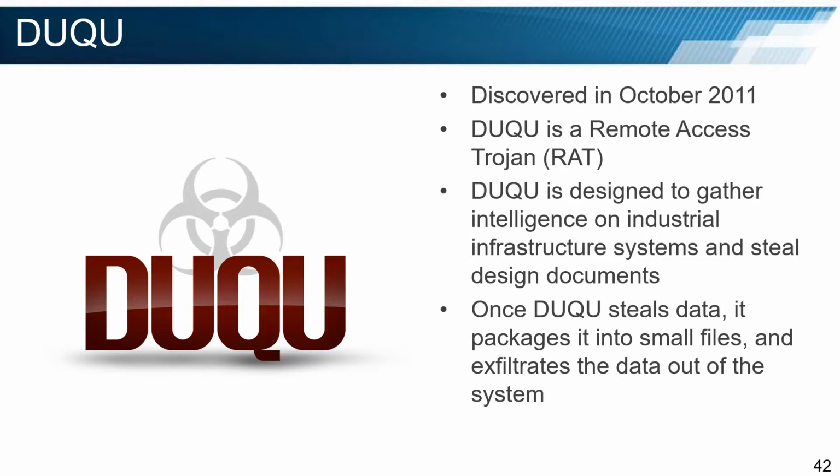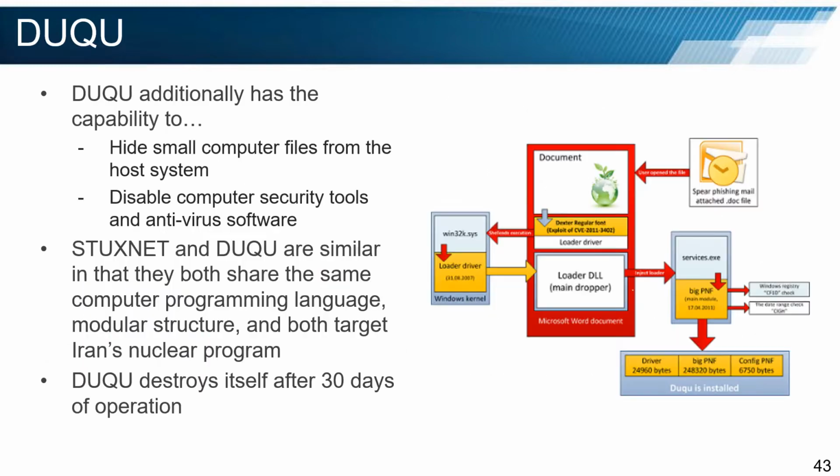Unlike STUXNET, DUQU is a remote access Trojan, or RAT, designed to gather intelligence on industrial infrastructure systems and steal design documents. Once DUQU steals data, it packages it into small files and exfiltrates the data out of the system. DUQU additionally has the capability to hide small files from the host operating system and disable computer security tools and antivirus software. STUXNET and DUQU are similar in that they both share the same computer programming language, modular structure, and both target Iran's nuclear program.